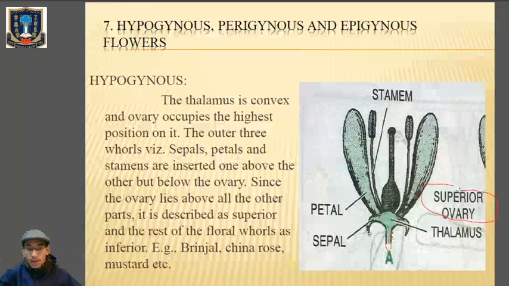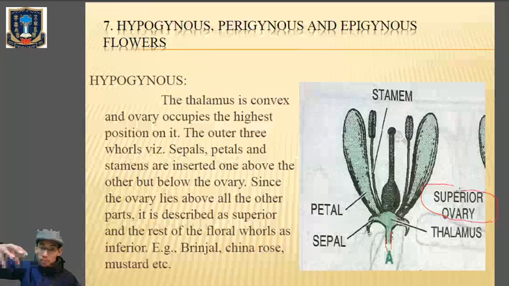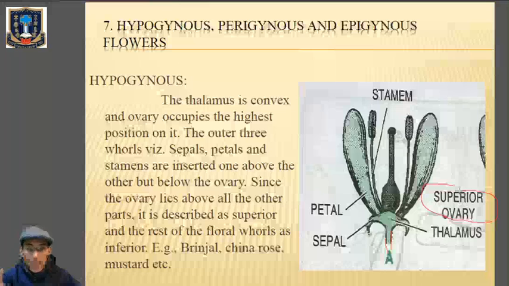Examples are brinjal, China rose and mustard. In such cases, we will find hypogynous flowers. So in hypogynous flower, the thalamus is convex and the ovary is at the highest position. Sepals, petals and stamens lie one above another, but the ovary is above all the three parts. Since the ovary lies above all the three parts of the flower, it is called the superior ovary.